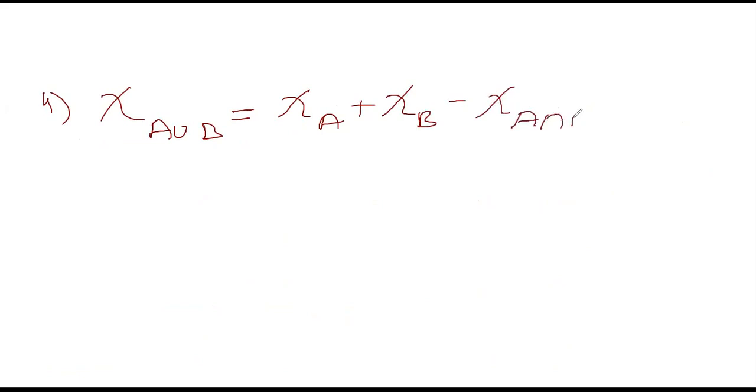What's the fourth property? It is the chi of the union. Chi of A union B is equal to chi A plus chi B minus chi of A intersection B, that's also equal to chi A join chi B. So I will check that these are equal.